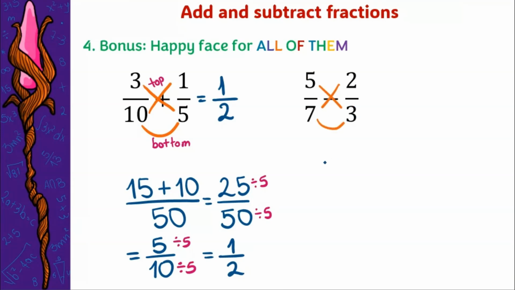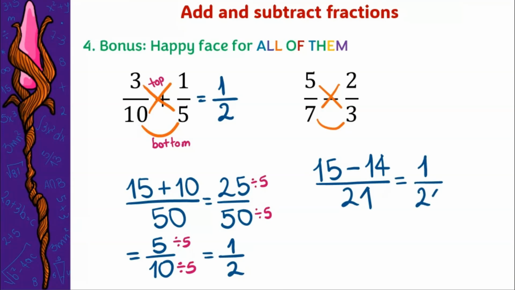So again, 5 times 3 is 15. 7 times 2 is 14. Remember, since it was a subtraction, we keep doing the subtraction. Over 7 times 3, which is 21. And the result is 15 minus 14 is 1. And 1 over 21 is the result.